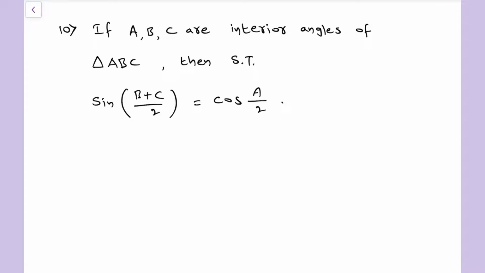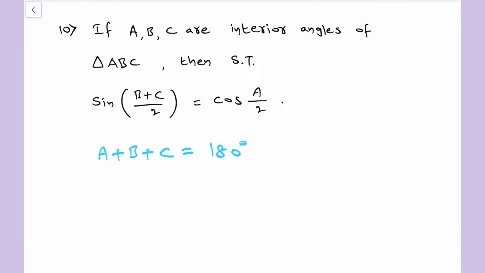Next, if A, B, C are interior angles of triangle ABC, then show that sine of (B plus C) by 2 equals cos A by 2. In the question, it is clearly mentioned that A, B, C are interior angles of a triangle. So what is the logic here? The sum of all the angles in a triangle equals 180 degrees. So I am writing angle A plus angle B plus angle C equals 180 degrees, because the sum of all the angles in a triangle is 180 degrees.